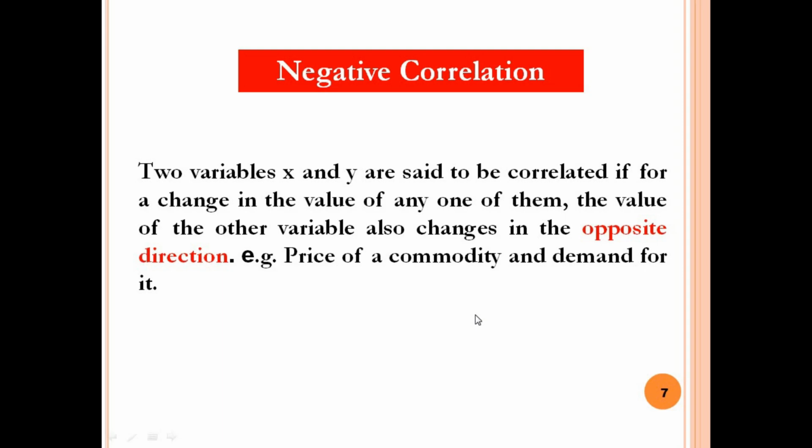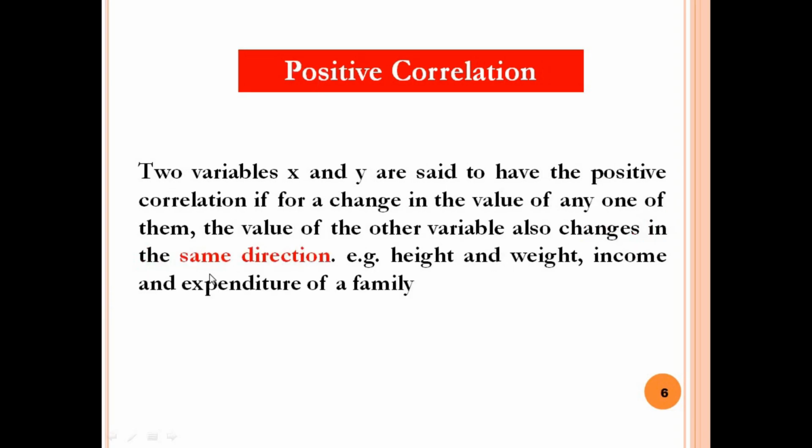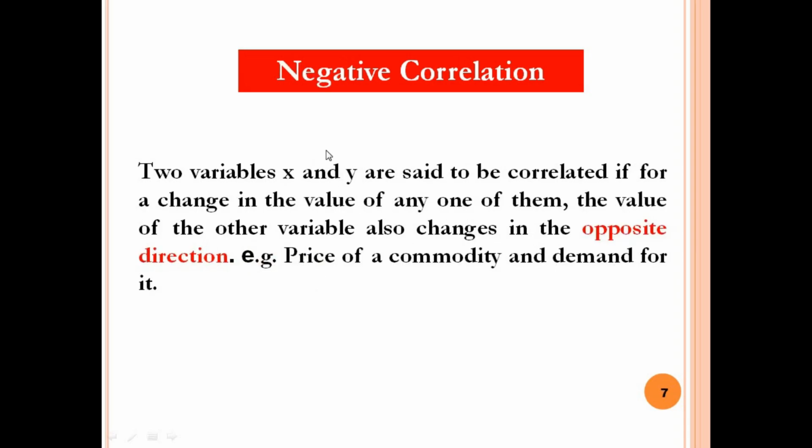So next point, negative correlation. Two variables x and y are said to be negatively correlated if for a change in the value of any one of them, the value of the other variable changes in the opposite direction. Now you see, in case of positive correlation this is in the same direction, and in case of negative correlation this is in the opposite direction. For example, price of a commodity and demand for it. So this is an example of negative correlation.